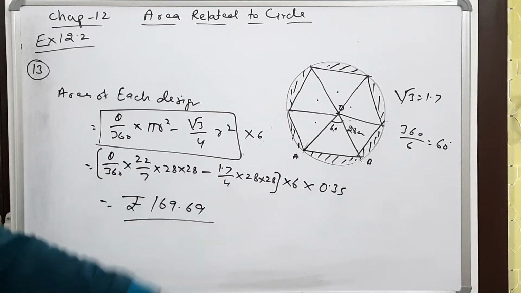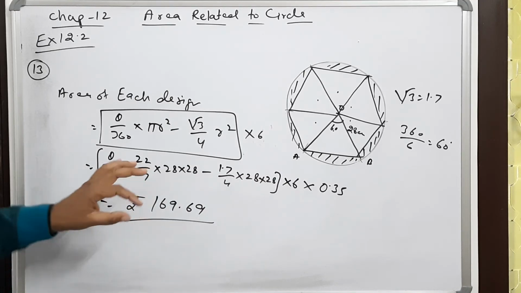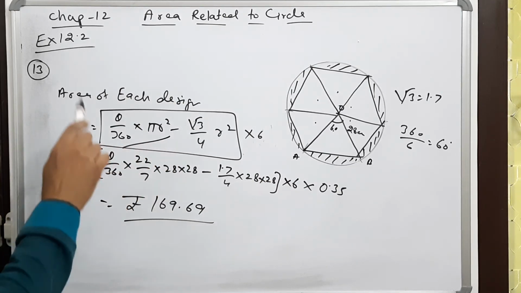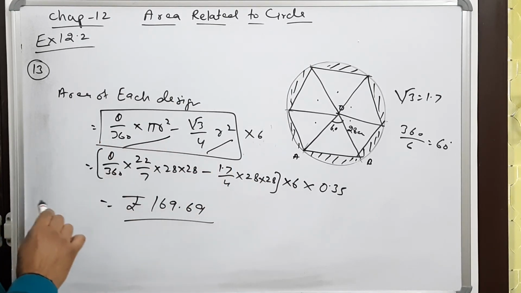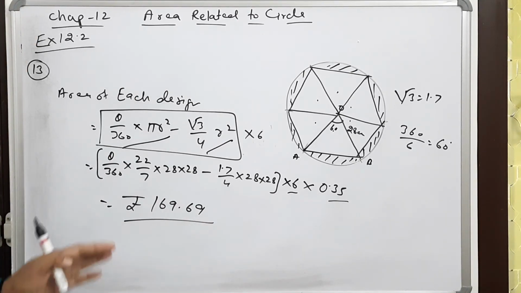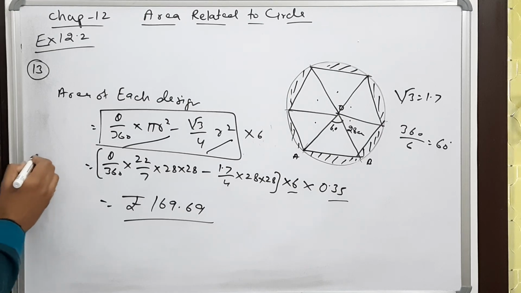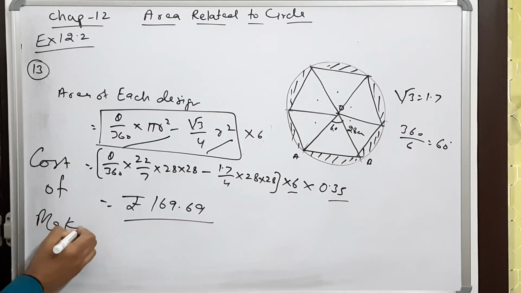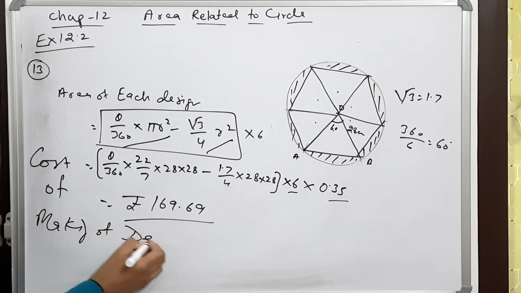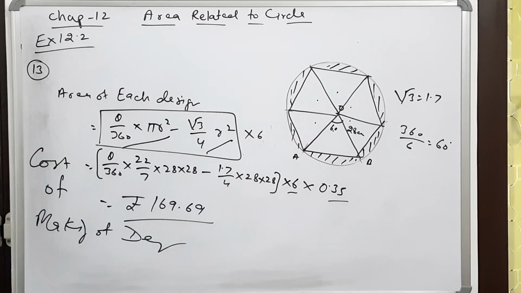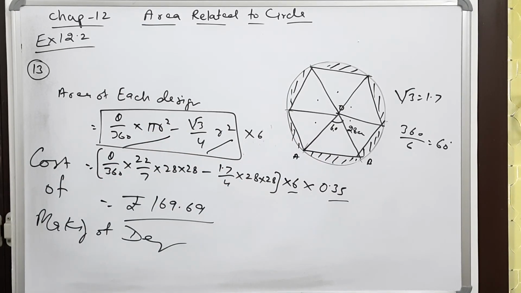The calculation part I am leaving for you. You can easily multiply and divide. That is not the big part. The main part is the understanding, and that is area of sector minus area of triangle into 6 into 0.35. So that will be the cost of making the design. I think this part is clear to you. So in this way, we can find the area as well as the cost of making the design.